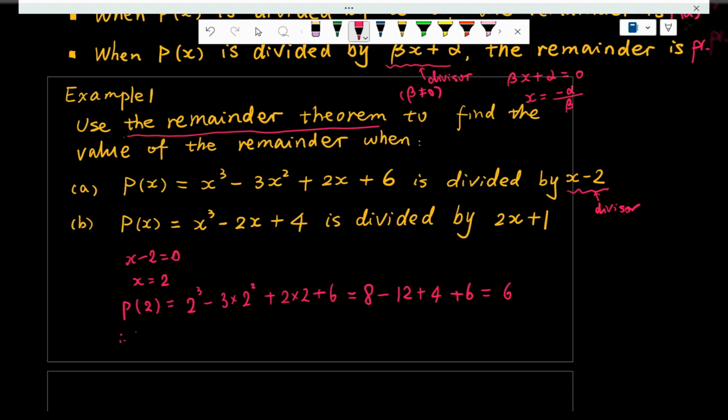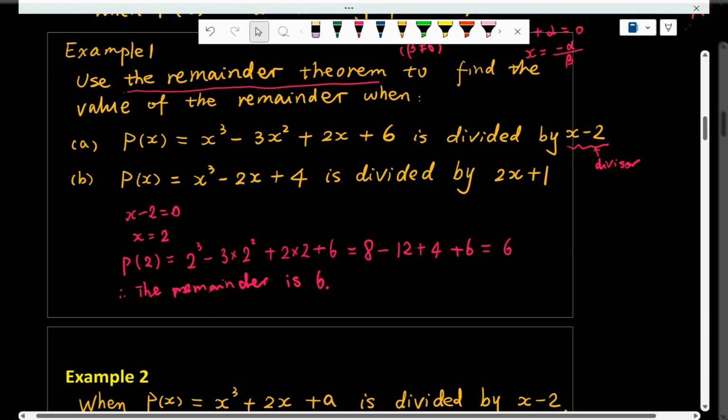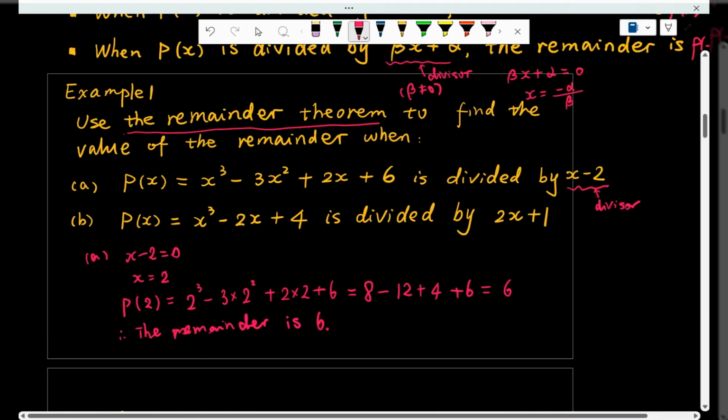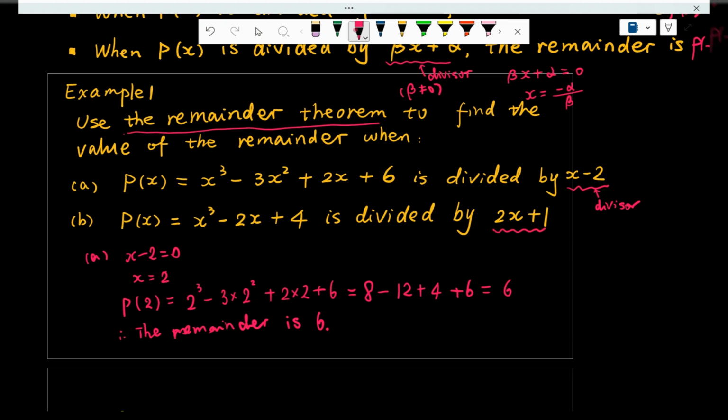Therefore, we are going to make the conclusion. The remainder is number 6. This one is part A. And then for part B, we have the divisor, which is 2x plus 1. Then, in order to find the x value, we just let this divisor be 0, and we will have x equals negative 1 over 2.